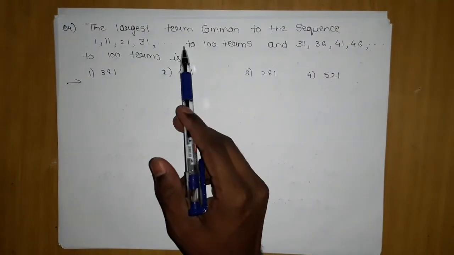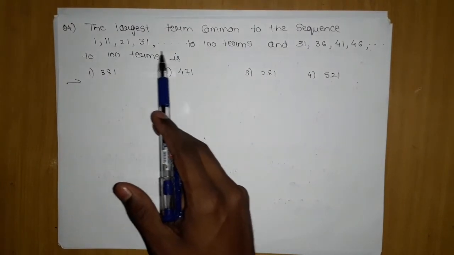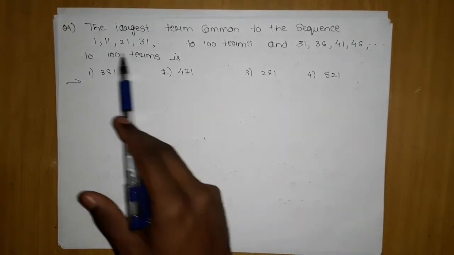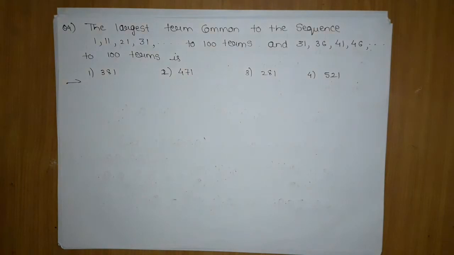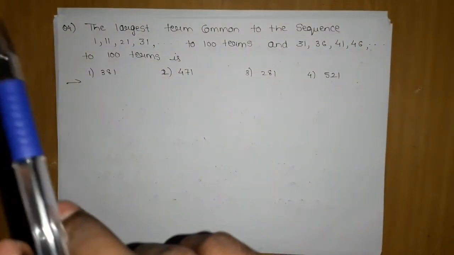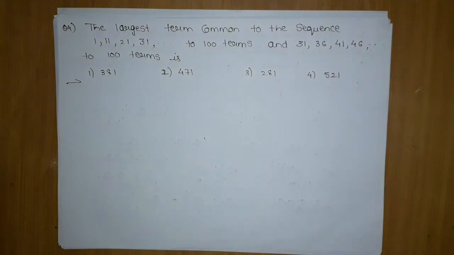The largest term common to the sequence 1, 11, 21, 31, up to 100 terms, and 31, 36, 41, 46, up to 100 terms. Both of them have 100 terms, and the questions which we did were tougher, because in those questions some sequence would have 50 terms and the second sequence would have 200 terms. That would also give you a twist in the questions, a good trick to manipulate students. But here they have played simple, they have given 100 terms.